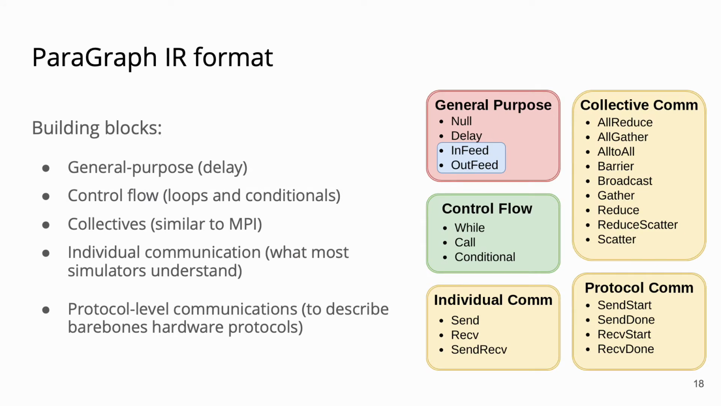ParaGraph IR consists of very simple building blocks. They are general-purpose instructions like delays, control flow instructions like loops and conditionals, and various types of communications. Mind that these instructions are macro instructions, such as matrix multiplication or AllReduce collective. As such, granularity of IR is much coarser compared to, for example, LLVM.